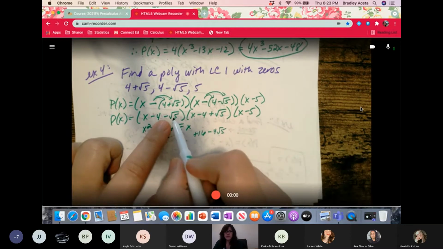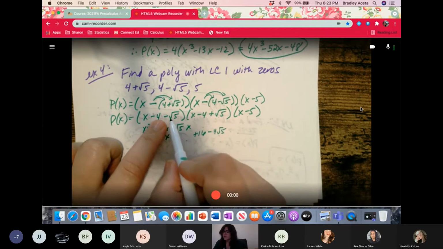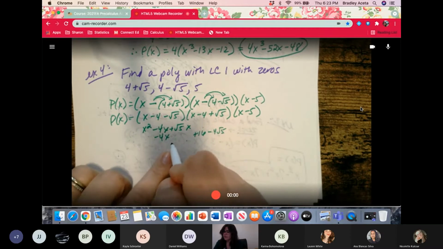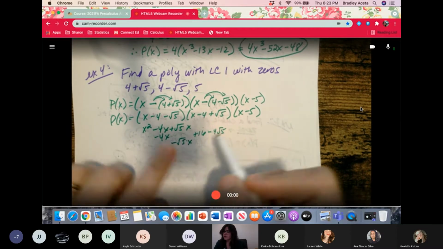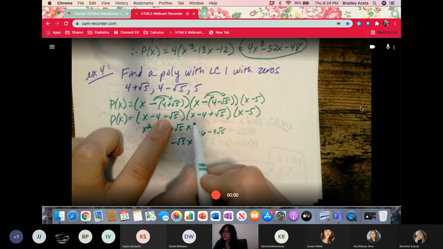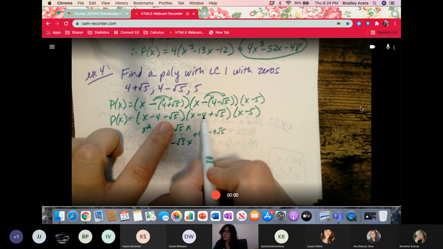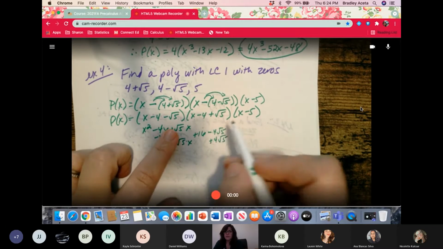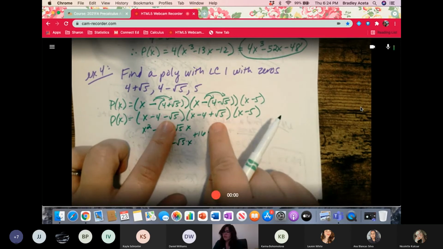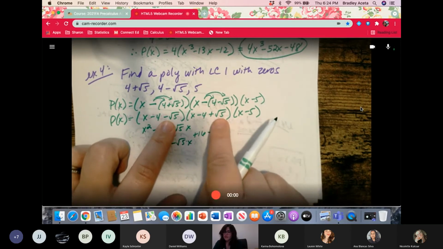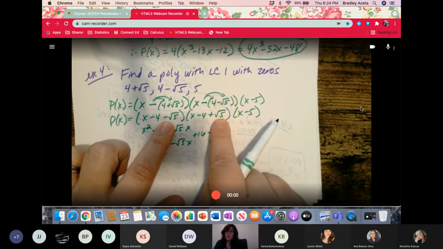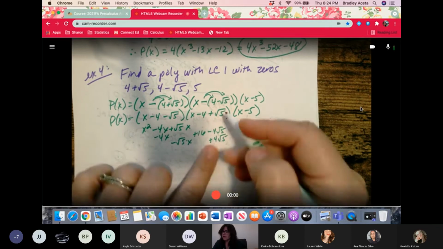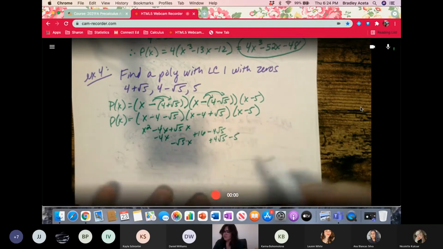And now I'm going to do this last term. Negative square root of 5 times x is negative square root of 5x. Look at what's going to cancel. Negative square root of 5 times a -4 is a positive 4 square root of 5. Look at that. And then a negative square root of 5 times a positive square root of 5, remember from when we did that, is the negative square root of 25, or really it just pops itself out, so it becomes negative 5.